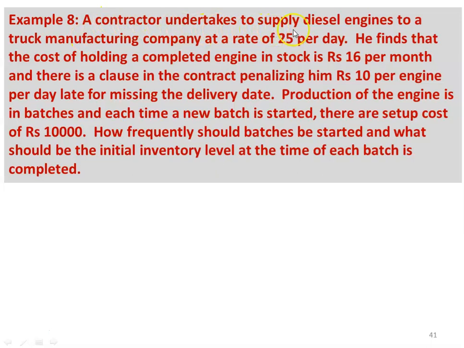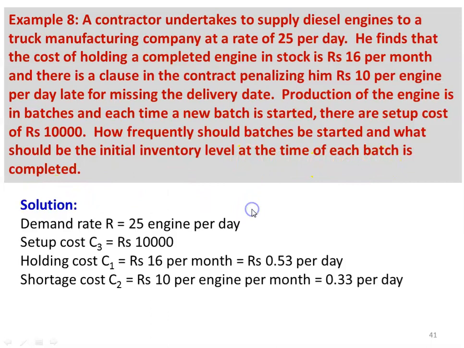A contractor undertakes to supply diesel engines to a truck manufacturing company at a rate of 25 per day. He finds that the cost of holding a completed engine in the stock is rupees 16 per month and there is a clause in the contract penalizing him rupees 10 per engine per day for missing the delivery date. Production of the engine is in batches and each time a new batch is started there is a setup cost of rupees 10,000. How frequently should batches be started and what should be the initial inventory level at the time of each batch is completed?